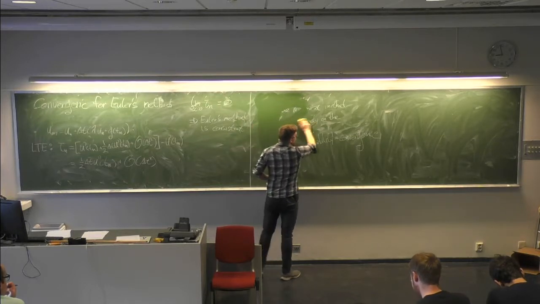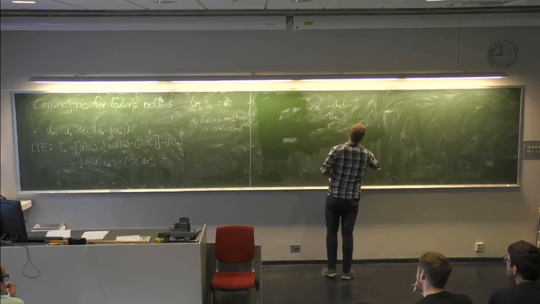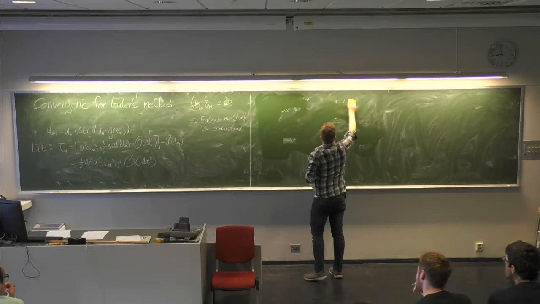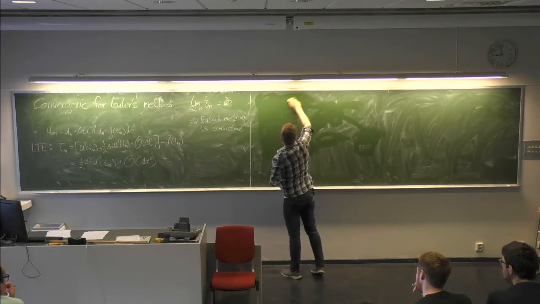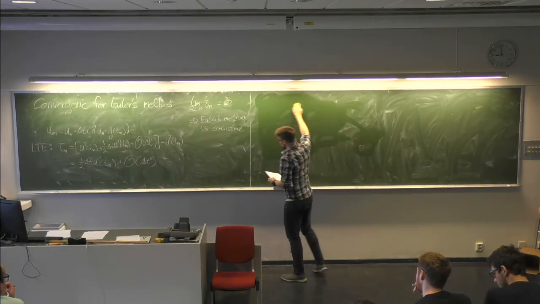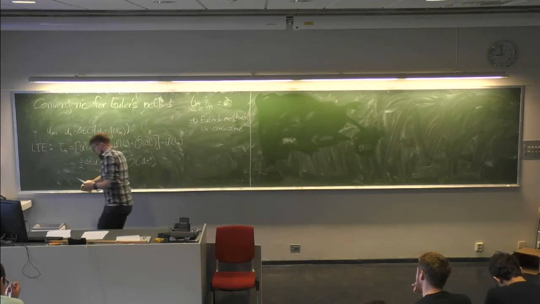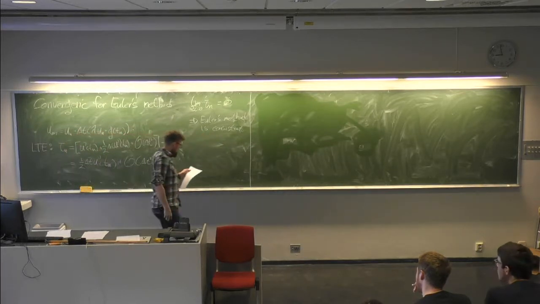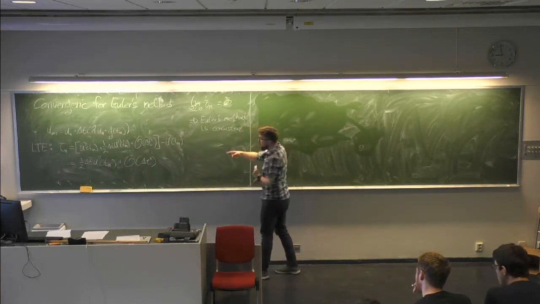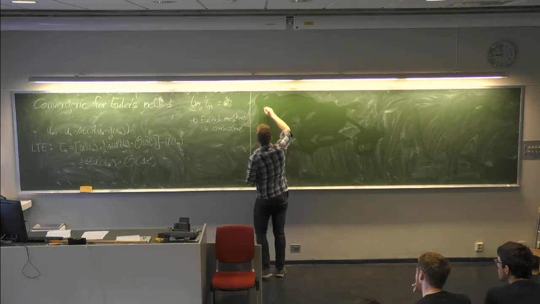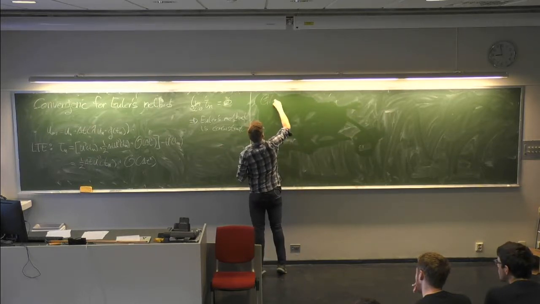Or if we actually show that it's convergent, show that it's also stable. Because again, stability is difficult. Good. So this is the local truncation error. Now we'll look at the global error of this.